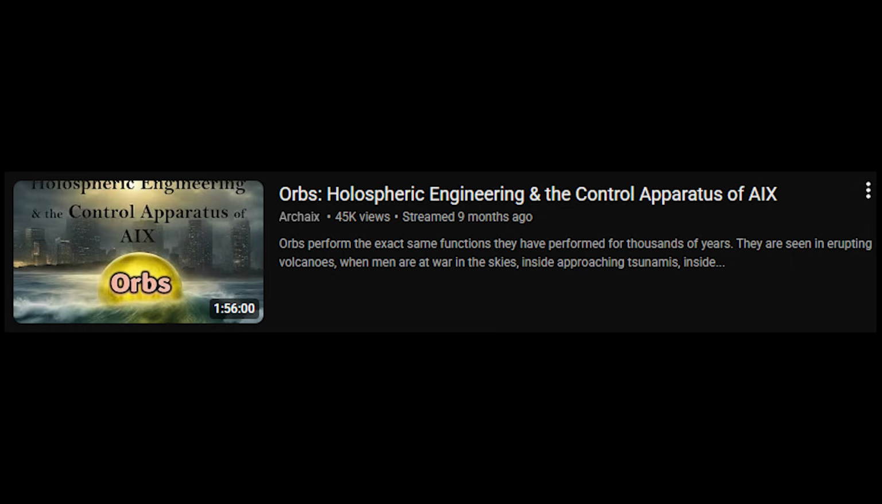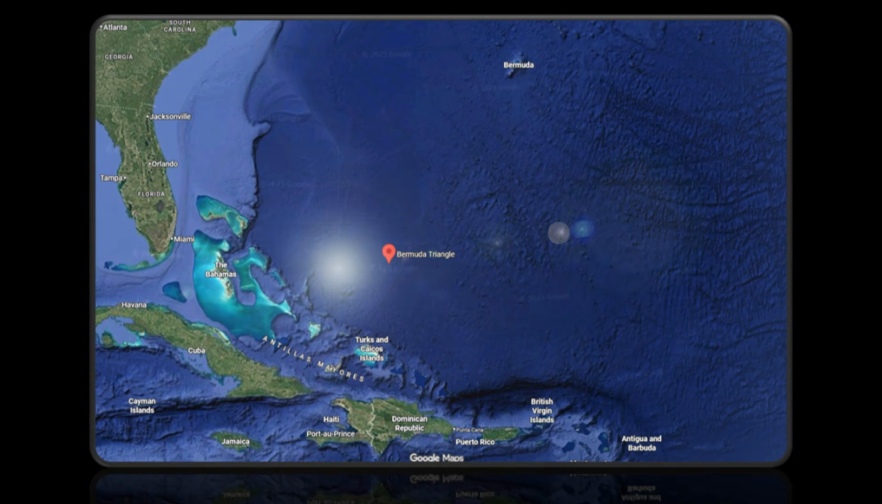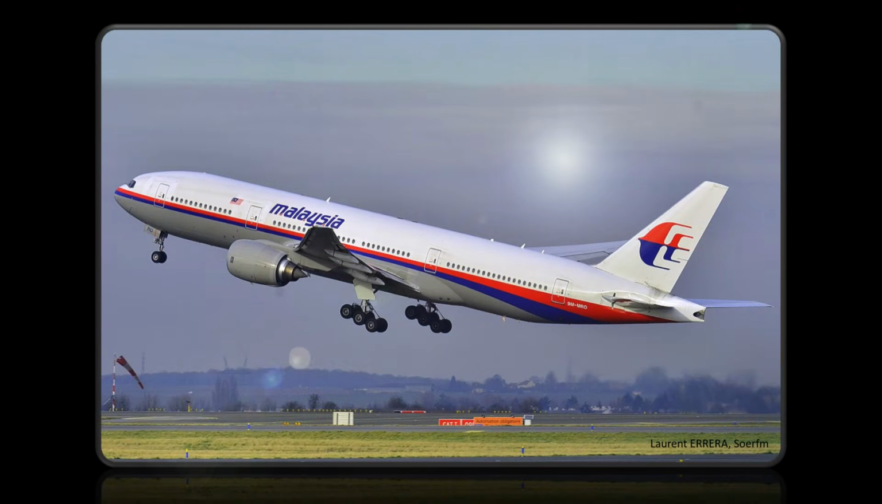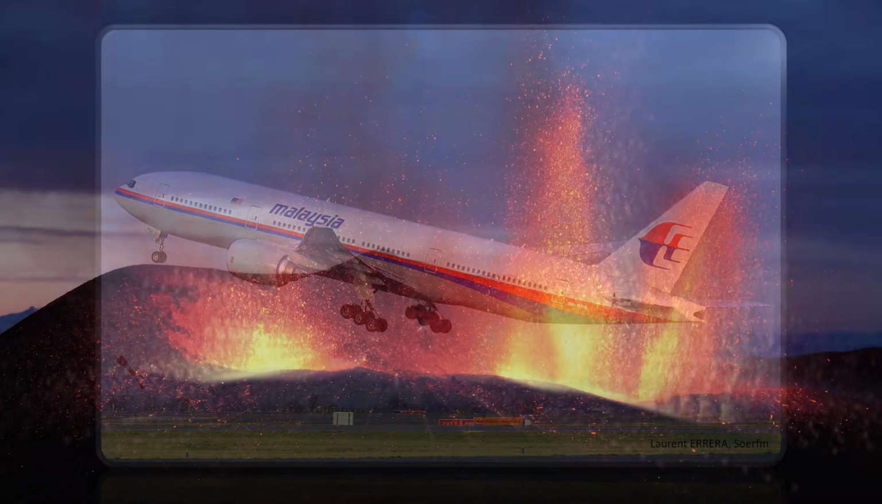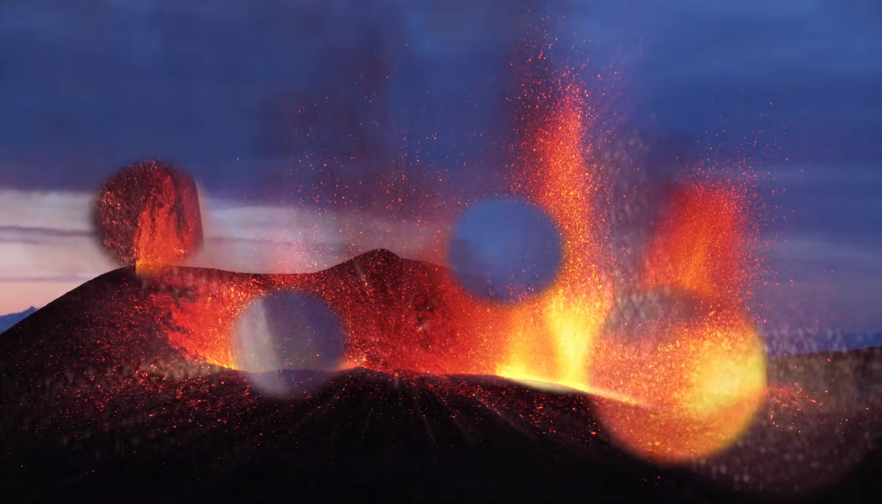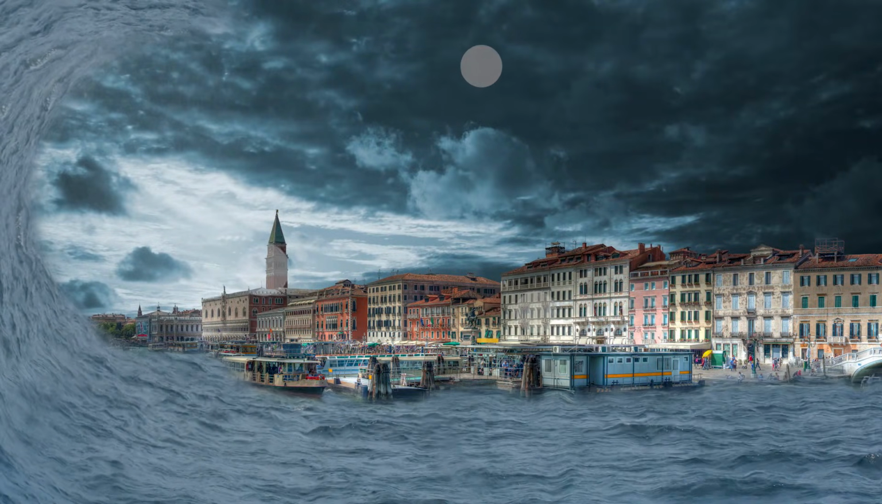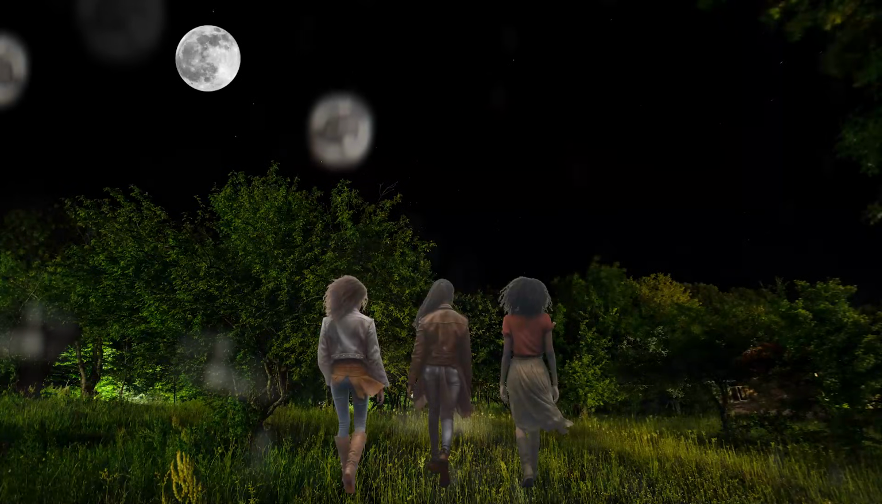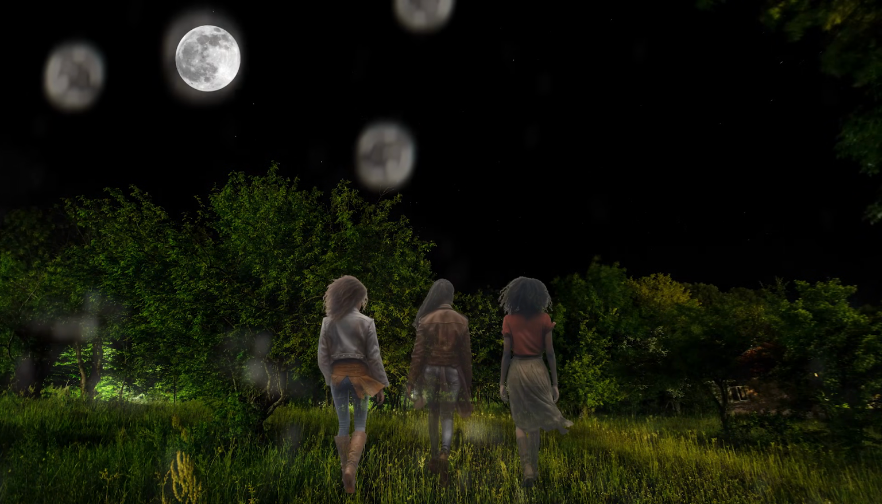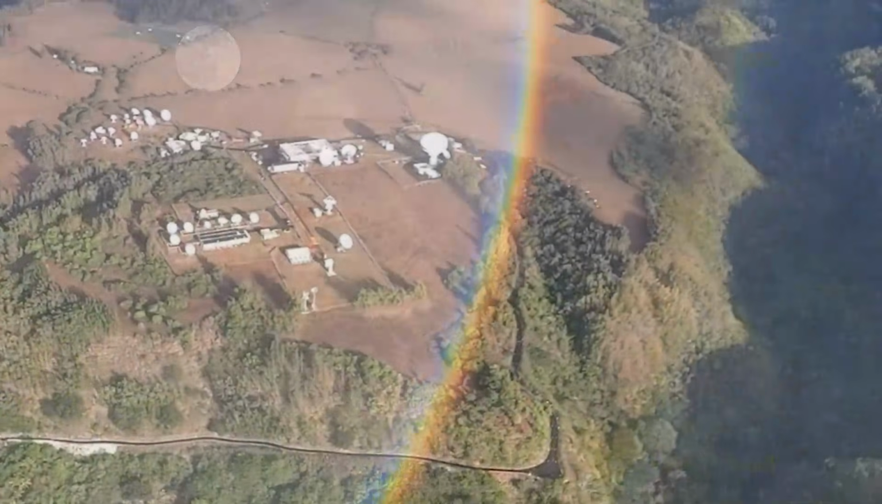Jason has previously presented the evidence that the orbs are operating on the exact same principle. He's talked about the Bermuda Triangle, as well as Malaysian Flight 370, and how the orbs made it disappear. He's talked about how orbs are inside volcanoes right before volcanic activity, inside tsunamis, and even inside the funnels of tornadoes. And there are eyewitness accounts of orb phenomena going on around vehicles, aircraft, and even people when they vanish.